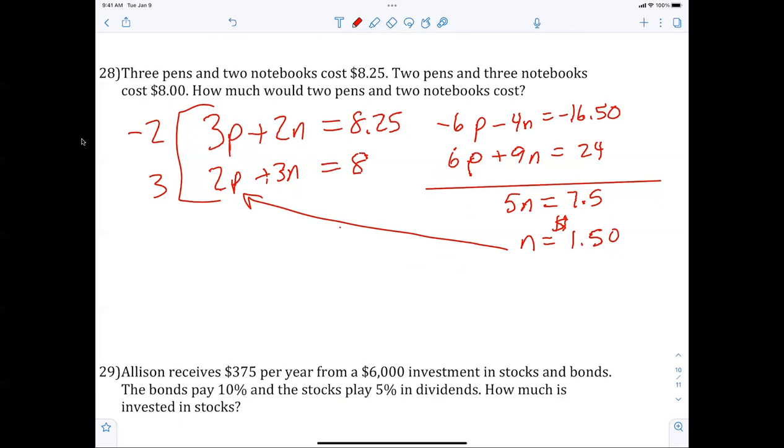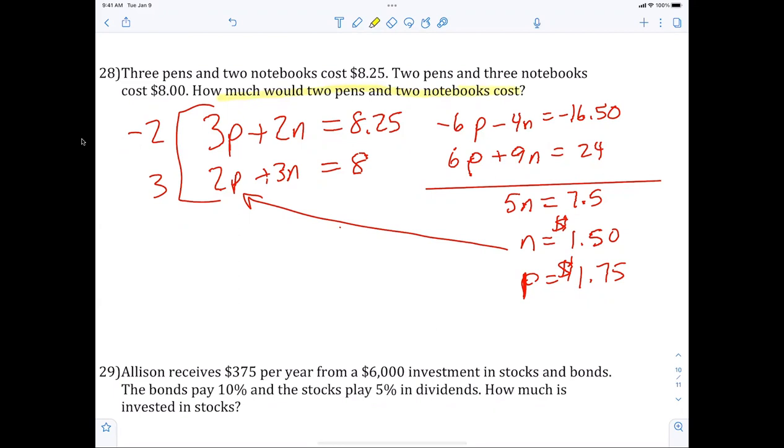$1.75. Yeah. And then what is it? The pen cost how much? $1.75. Does everybody agree? $1.75? I guess. I don't want to guess. All right. 325. And now it says, how much would two pens cost?